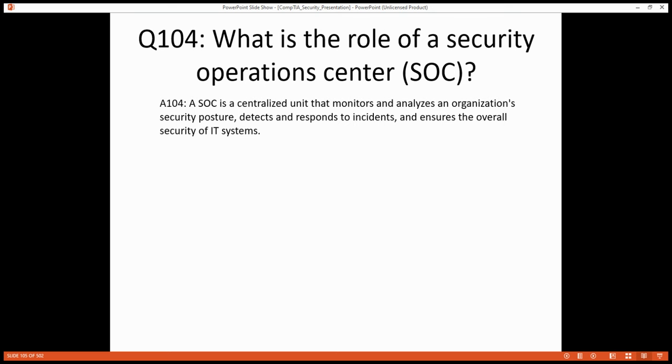Q104. What is the role of a Security Operations Center, SOC? A104. A SOC is a centralized unit that monitors and analyzes an organization's security posture, detects and responds to incidents, and ensures the overall security of IT systems.